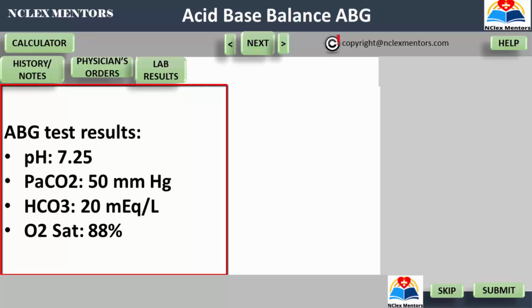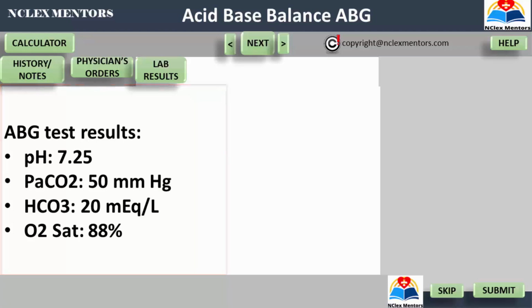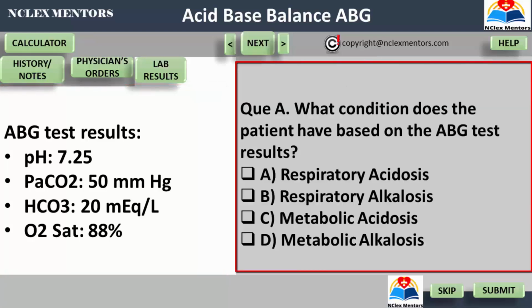These findings guide the physician and nursing team in tailoring the appropriate treatment to stabilize the patient's condition and address the underlying causes of his respiratory distress. What condition does the patient have based on the arterial blood gas test results?